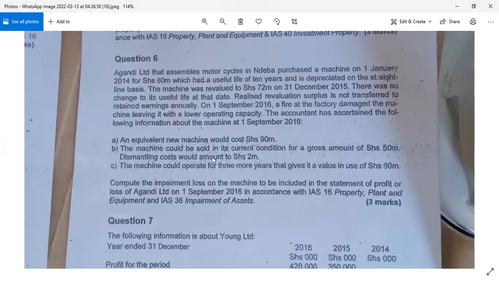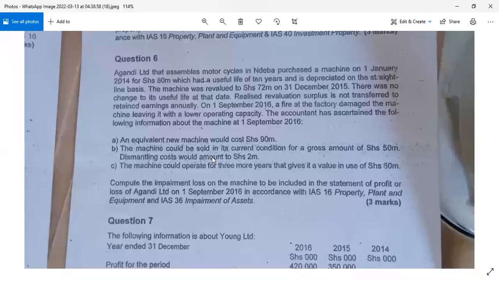Then we go to the next one. They're saying that realized revaluation surplus is not transferred to the retained earnings annually. Okay, so meaning that the realized revaluation surplus, whatever you got as a gain on revaluation, is to remain in the revaluation surplus or revaluation reserve. Okay, so we shall see how it fills in.